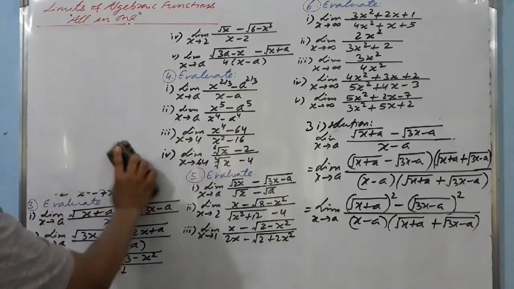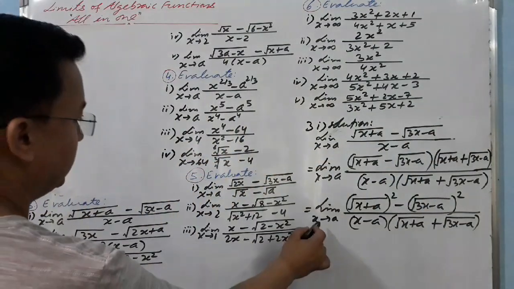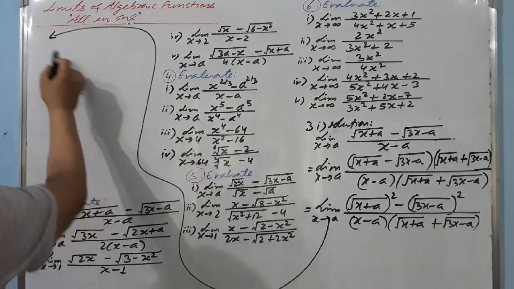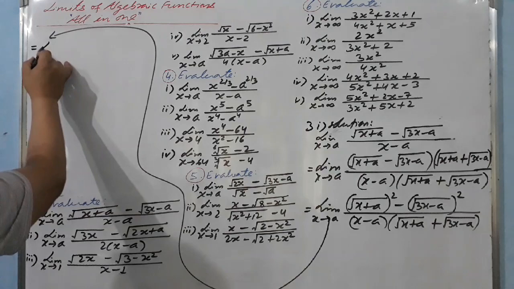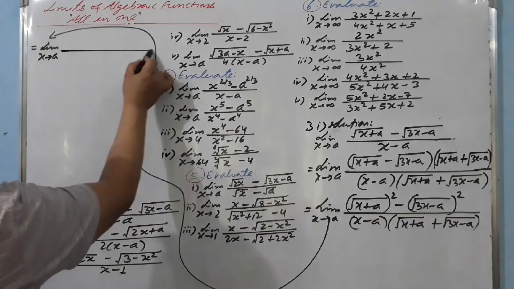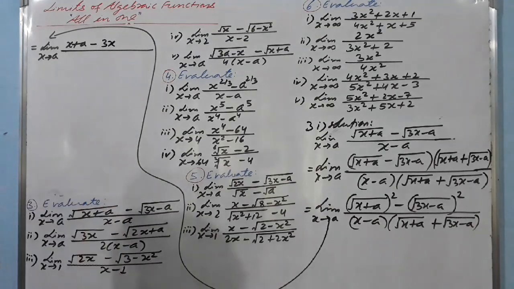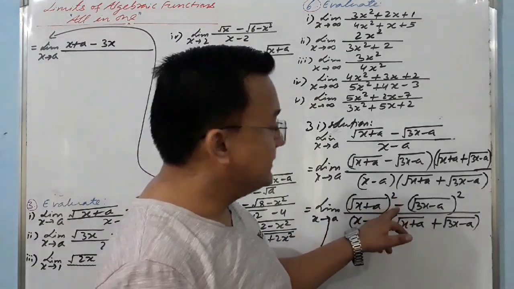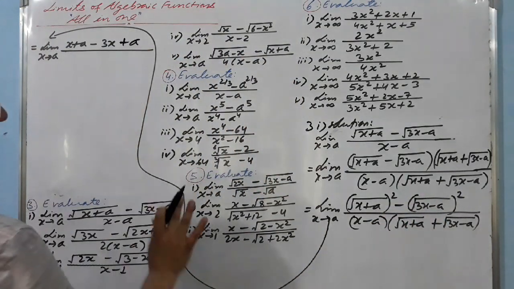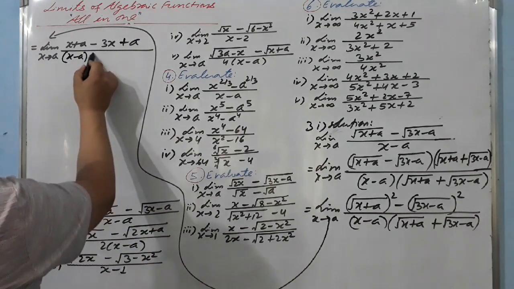And in space, so I have erased. So okay, let's move from here. The limit as x tends to a is going to be x plus a minus 3x, because the negative sign is going to change this sign, right? So this becomes plus a. I don't think you have a problem at this level, x minus a.